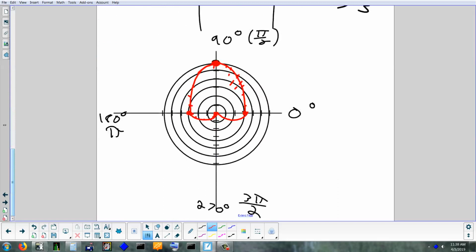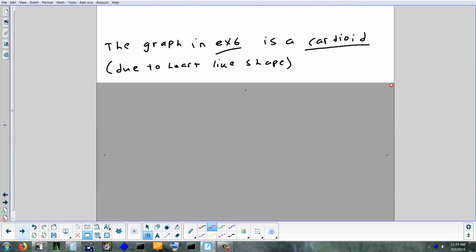Does that look like anything? Yeah, a heart. Not really, but it kind of looks like a heart, and that's why this shape is called a cardioid. I actually exaggerated it. It might look a little more bubbly, like a little squished. But that shape is called a cardioid.